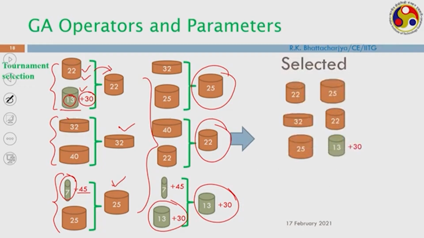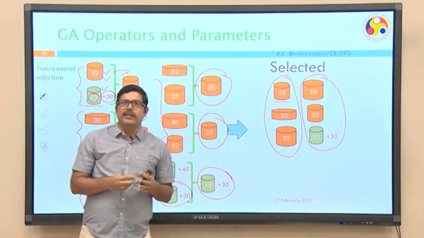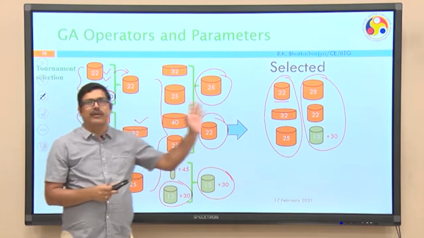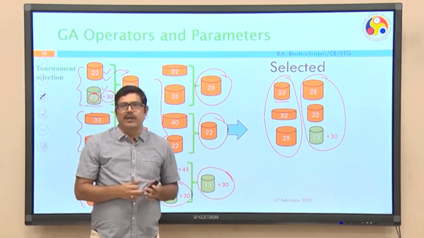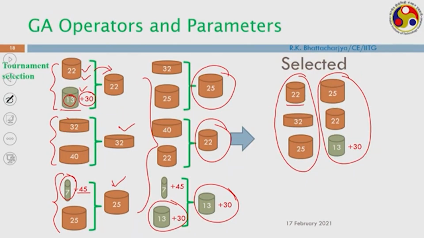Okay. So, these 6 solutions: 3 solutions I am getting from the first round and 3 solutions from the second round. Now, you look at this solution. Okay. So, 22 is the best solution in the population. So, 22, because he is the best solution, whenever he is playing the tournament in the first round or in the second round, he is the winner. So, 22 will have minimum 2 copies.